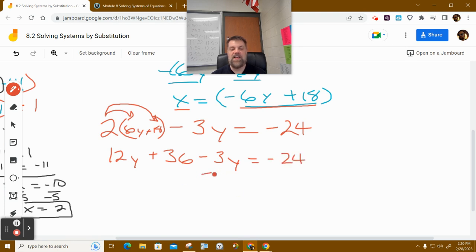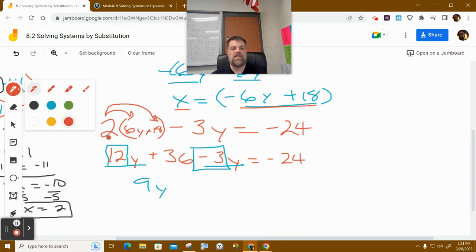We're going to combine like terms. What are the like terms on the left-hand side of the equal sign? Yeah, just the Y's, right? So 12Y minus 3Y. So really you just take the numbers, like 12 minus 3. What's 12 minus 3, guys? 9. And then tack on the Y. That was easy enough. Plus 36 is equal to negative 24.